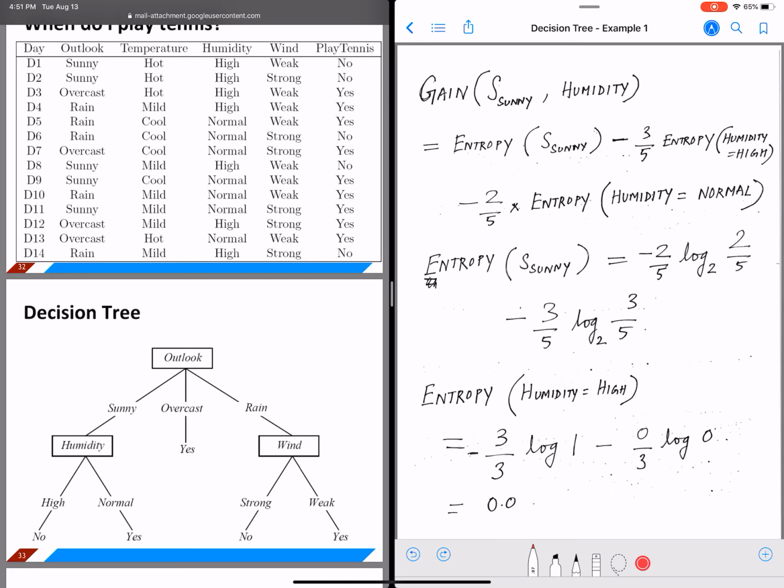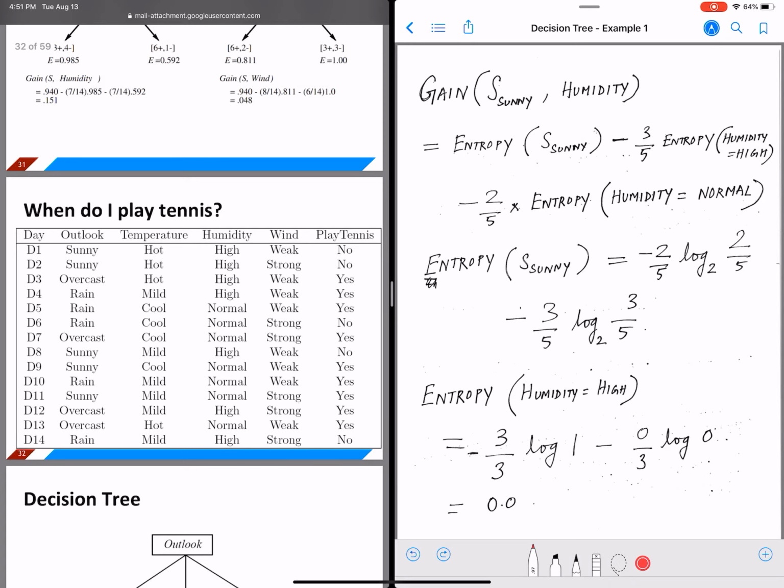So for outlook equal to sunny, our S that we pass on to the next growth tree call in the recursive call. So now we are going to build the next part of the tree, right? So we are going to recursively call the growth tree function. So S sunny is going to be only those instances where the value of outlook is equal to sunny. So that is D1, D2, D8, D9, and D11 on the left. So for these five instances, now for humidity, we have to calculate the information gain.